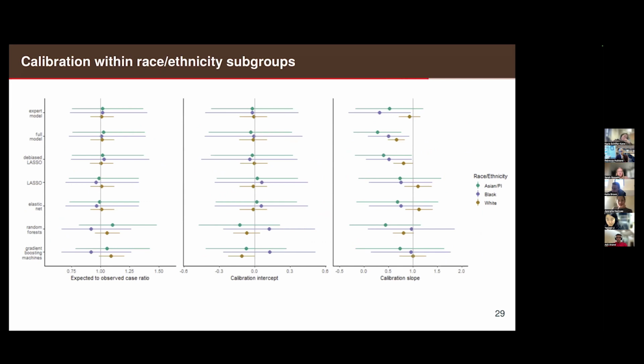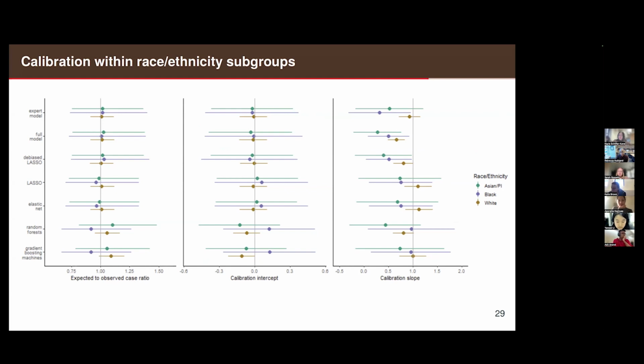When we look at performance of the models across race and ethnicity, this is showing 3 different measures of calibration across race and ethnicity groups for a suite of different models that we investigated. The main thing that we found was the models that were well calibrated in the full population were well calibrated within all of the race and ethnicity subgroups we were able to look at. However, we could only look at 3, just Asian Pacific Islander, Black, and non-Hispanic white, because demographically the other groups were too small for us to come up with any kind of reasonable estimate. So we immediately have a problem just due to small sample sizes.